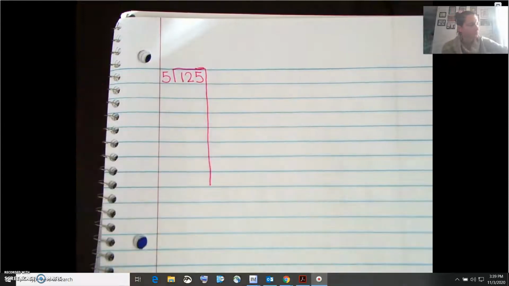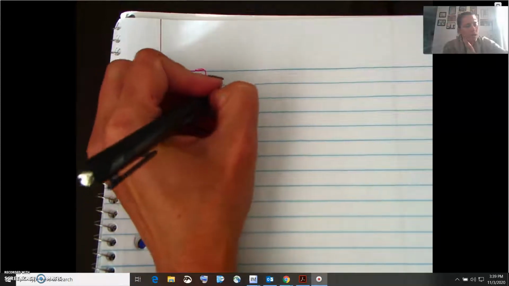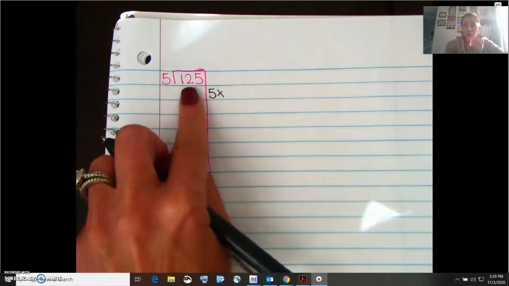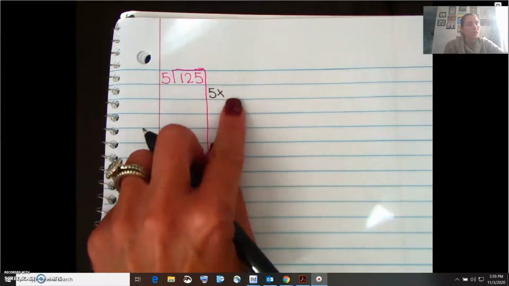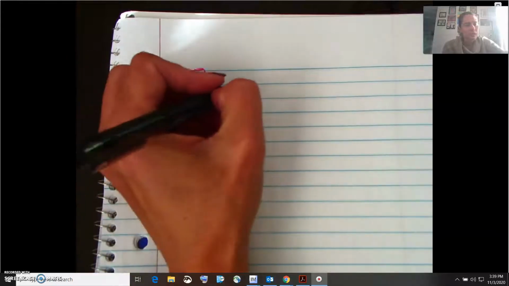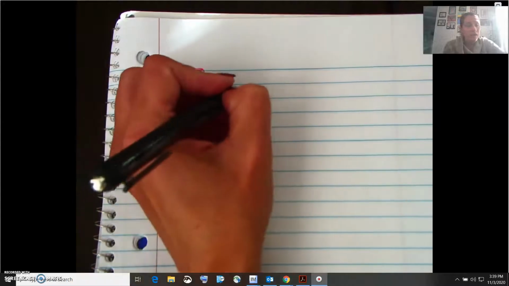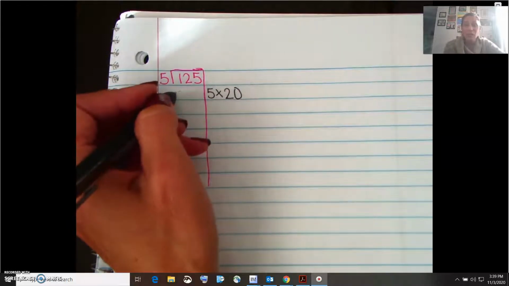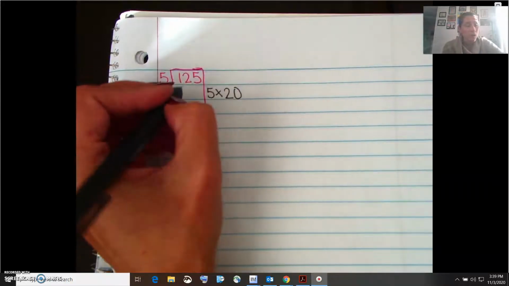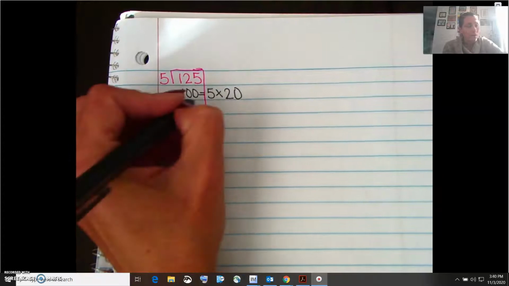line down. All right, so the first thing that I'm going to think of is what can I multiply by 5 to get me close to 100? Now this is where I'm going to do some thinking, because I know 5 times 2 is 10. But then that means, knowing what I've learned, if I do 5 times 20, that's going to be 100. And that's going to get me closer here. So I'm going to do 5 times 20. So that gives me 100, right? So then I'm going to subtract.